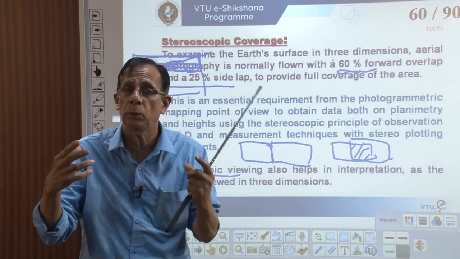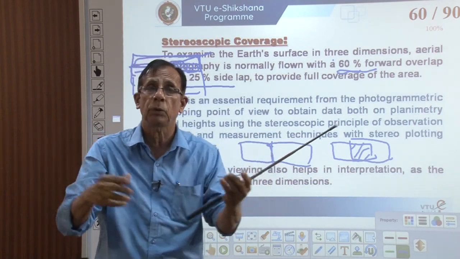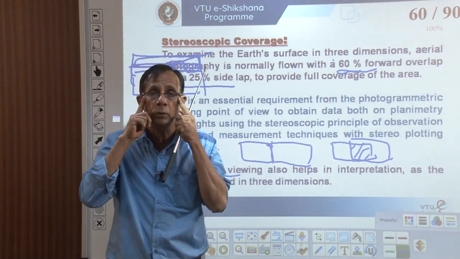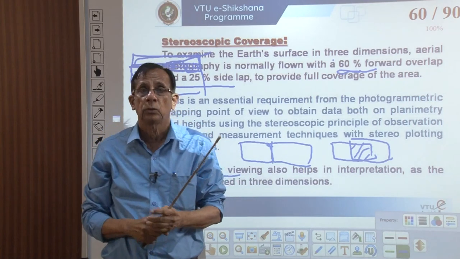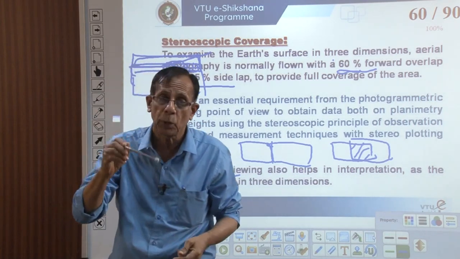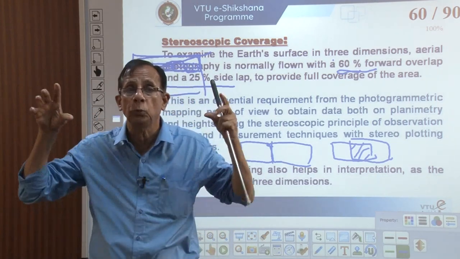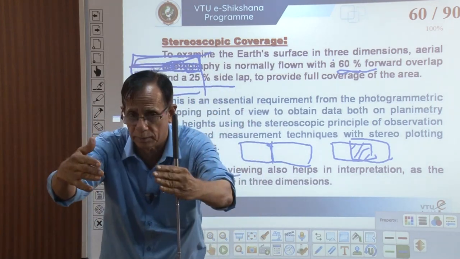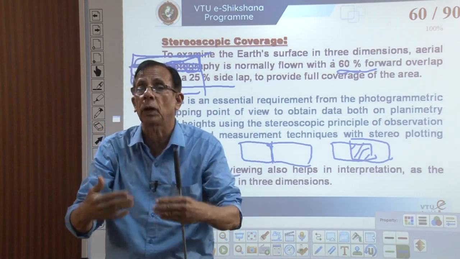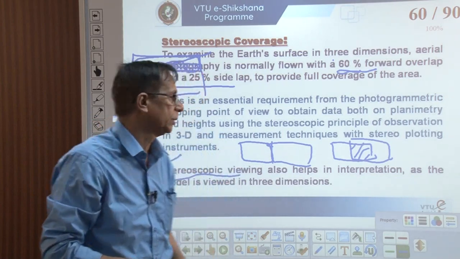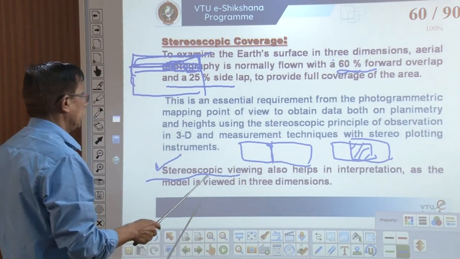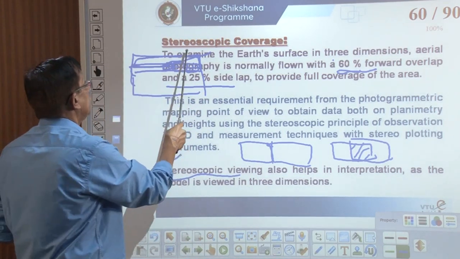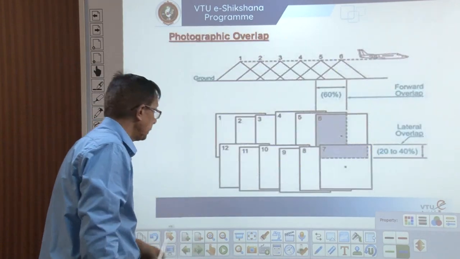The eye is able to capture three dimensions because I have two eyes to focus on a given point simultaneously. So, when I observe a particular point from two different lenses simultaneously, I am able to capture three-dimensional views. Therefore, stereoscopic viewing is important, and we have to have an overlap for that.